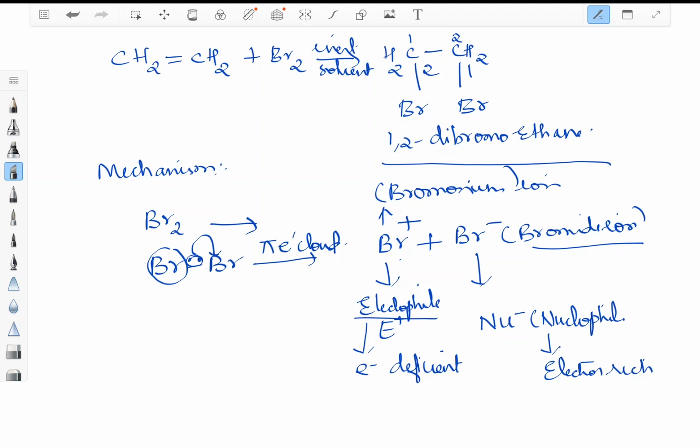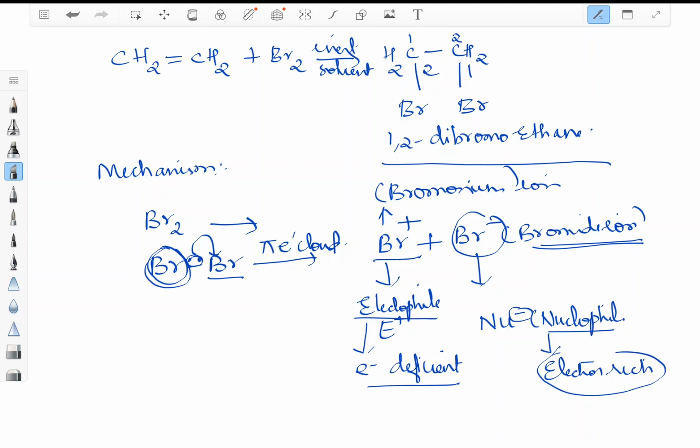So how is it formed? Due to transfer of all the sigma electrons towards one Br atom, we get Br plus, that is bromonium ion, an electrophile which is electron deficient, and Br minus, which is bromide ion, also called nucleophile, which is electron rich. That is why it has negative charge. This is what you have to remember first.